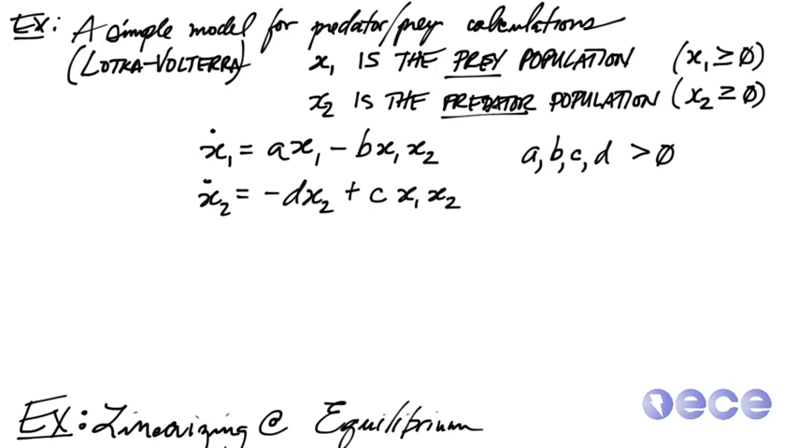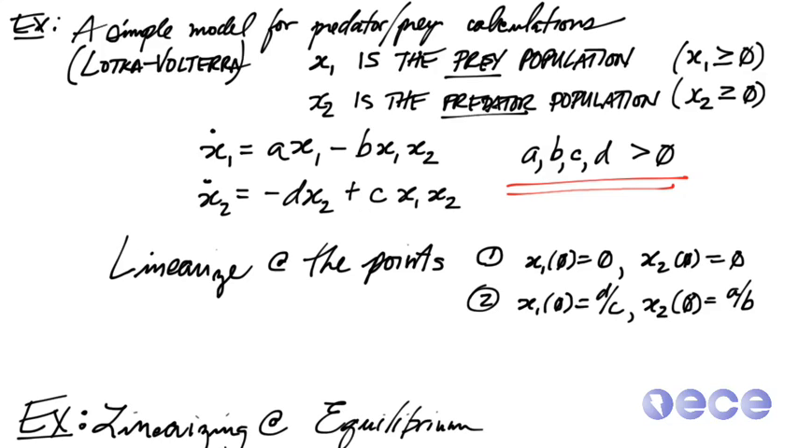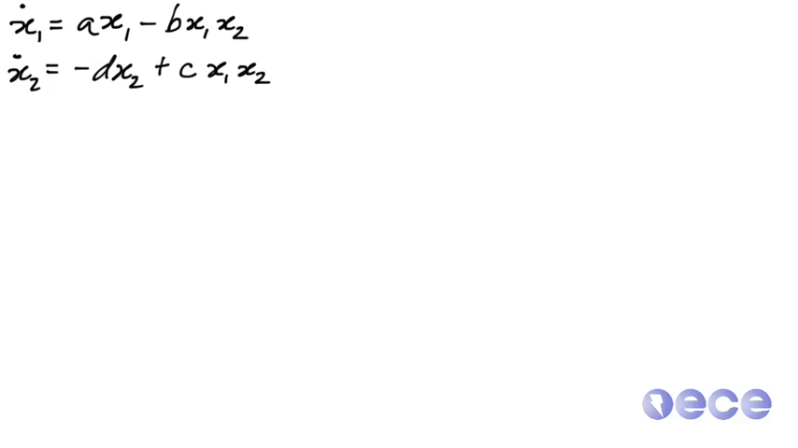We're assuming that the constants a, b, c, and d are greater than 0. This is important because this is a constraint of the system as it was developed by Lotka and Volterra. Now I'm assuming that someone's given me 2 points about which they'd like to linearize the system, and that these 2 points are equilibrium points. The first point is x1 and x2 equal to 0. The second point is x1 equals d over c and x2 equals a over b. With this in mind, we're going to take the system of equations and develop the linearization at each equilibrium point.